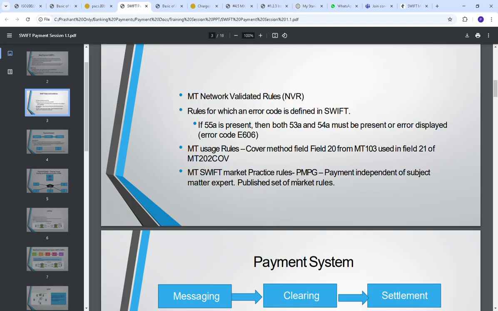MT SWIFT market practice rules, PMPG. This is one of the rules for SWIFT. These rules are defined by the group called PMPG, published by subject matter experts. PMPG is the Market Practice Group, full form Payments Market Practice Group. Those groups define the rules for this.